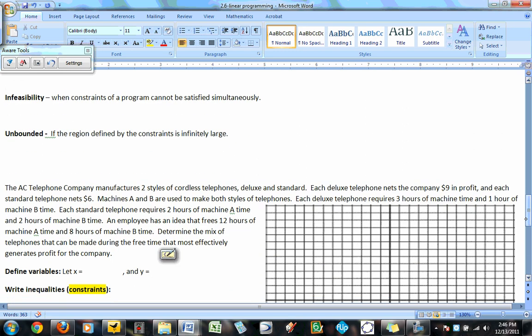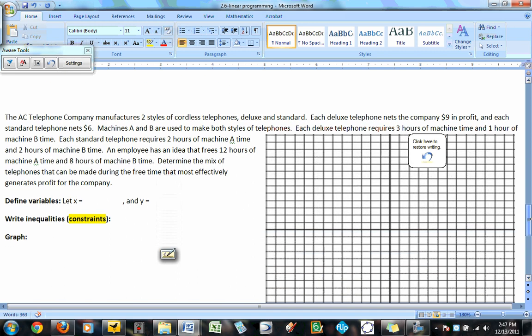In feasibility, it says when constraints of a program cannot be satisfied simultaneously. So basically, if we have some constraints that go, maybe we have a line and it says this one has to be greater than or equal to that way, and this one's got to be less than, but nothing overlaps, that's infeasible. We can't do anything about it. And unbounded, if a region defined by constraint is infinitely large, notice my area up here, there's nothing here that cuts this off. It says it's just greater than that. That is unbounded. There's nothing that cuts it off, it goes off into infinity. Okay? All right.